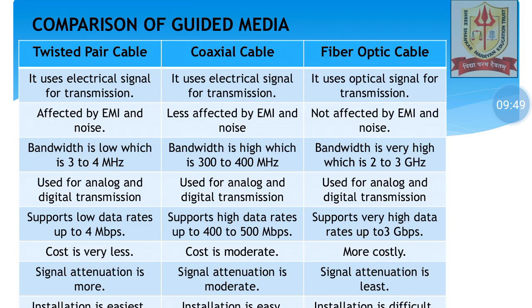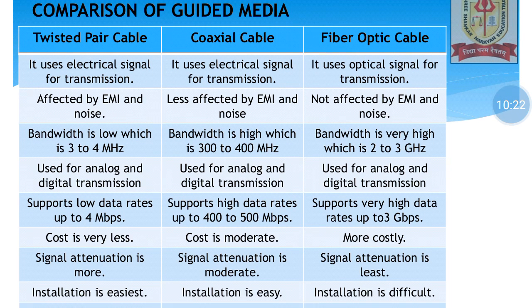And since bandwidth is low for twisted pair, it supports low data rates, and bandwidth is moderate for coaxial cable, hence it supports moderate data rates. But as far as fiber optic is concerned, bandwidth is so huge that it supports data rates up to 3 Gbps. Cost is very less as far as twisted pair is concerned, cost is moderate for coaxial, and cost is high for fiber optic cable. And due to low cost, attenuation is more. Due to moderate cost, attenuation is moderate, and due to high cost, attenuation is least.